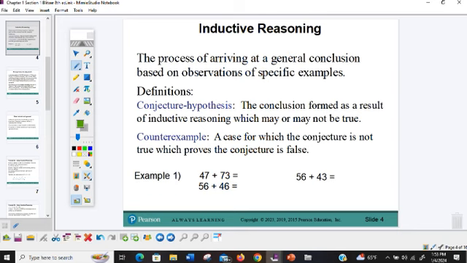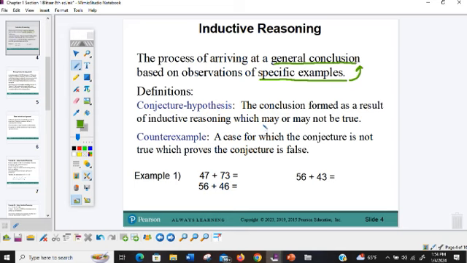The process of arriving at a general conclusion based on observations of specific examples is inductive reasoning. So let's go through that again. We're going to start with specific examples, and we are going to arrive at a general conclusion. So we start with examples, we arrive at a conclusion. That's called inductive reasoning. Now, what we end up with is a conjecture, a hypothesis. It's a conclusion that we formed using inductive reasoning, and it may or may not be true.